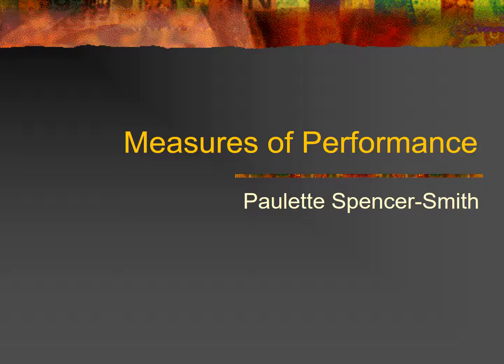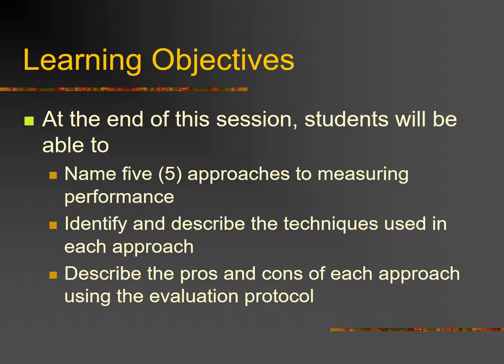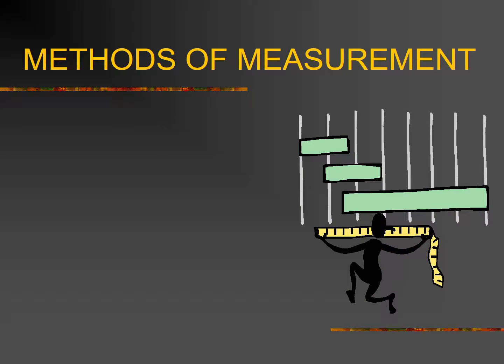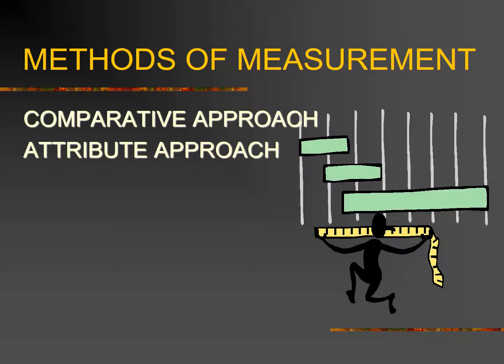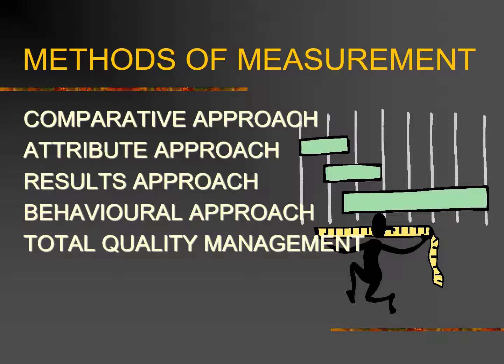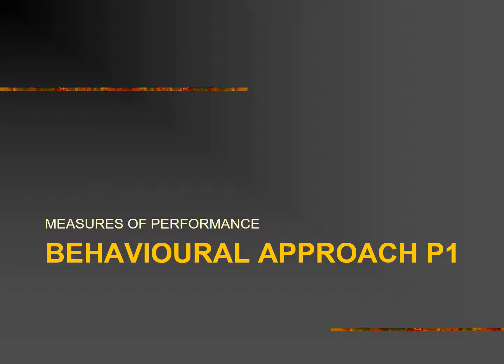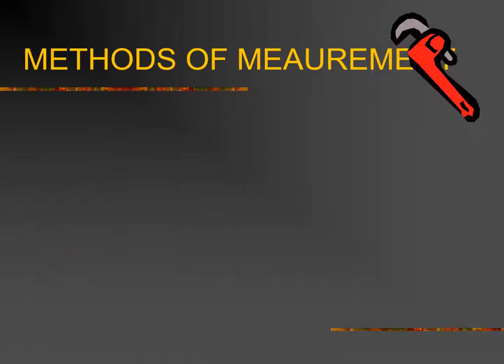This is session 3A, where we're talking about measures of performance. So we have looked at all those objectives, and I want to remind you of what those 5 approaches are. Here they are: comparative, attribute, results, behavioral, and total quality. Today we're going to start with the behavioral approach.